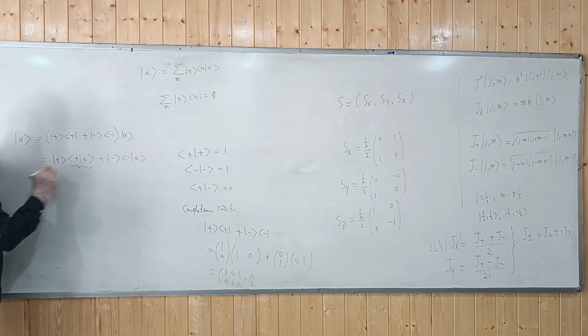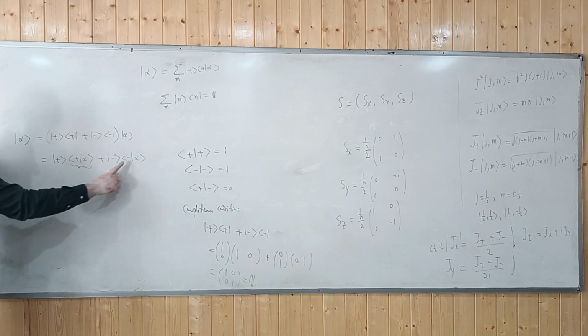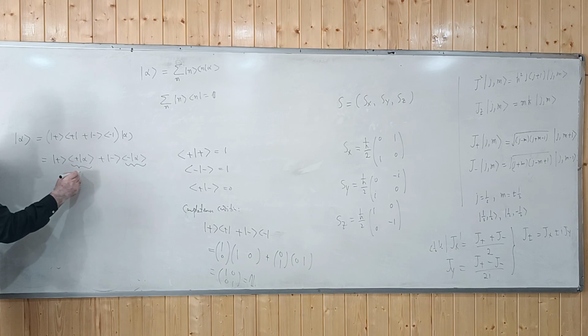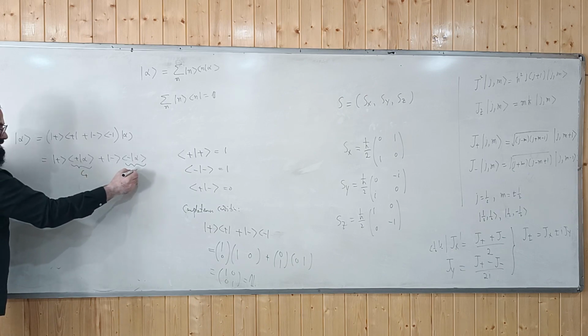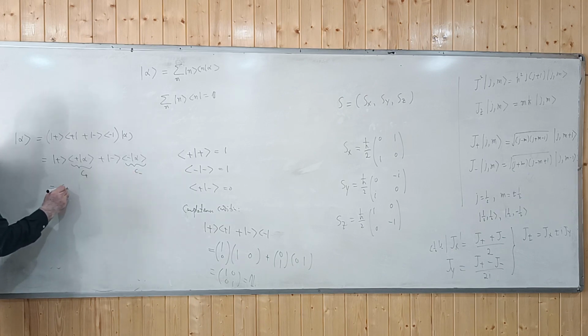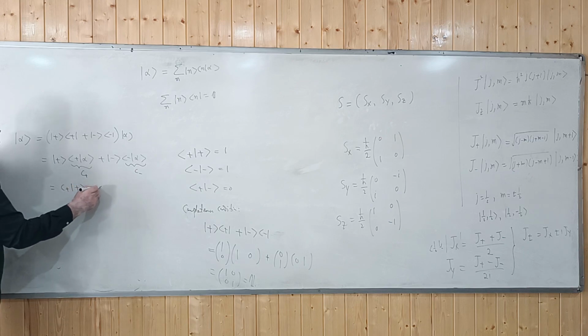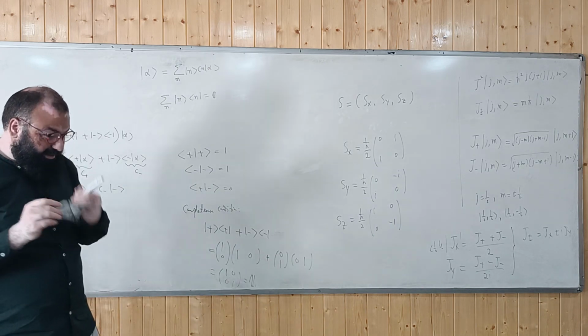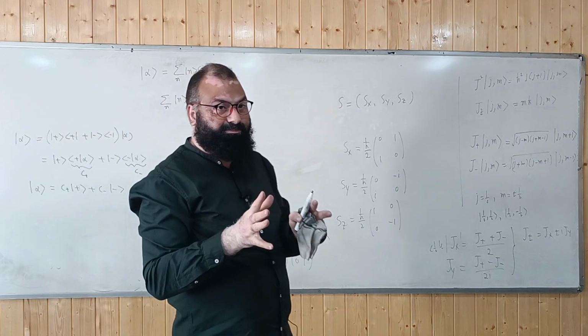Now this is an inner product between plus and alpha, and this is between minus and alpha. So these are complex numbers in general. Let's call this C plus, and call this C minus. So this is actually your representation in the two-dimensional space. You can express the state of a system as a linear combination of up and down spin states. Got it?